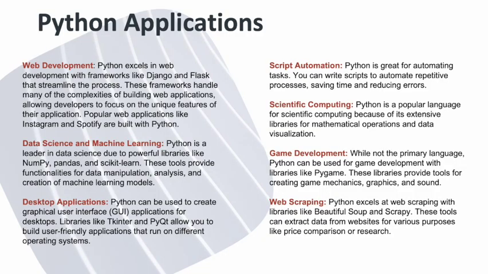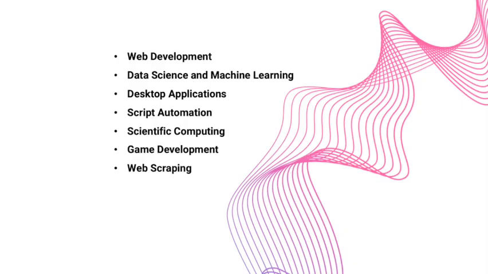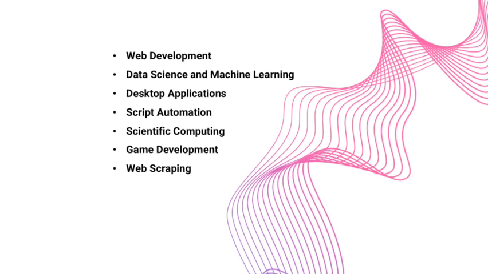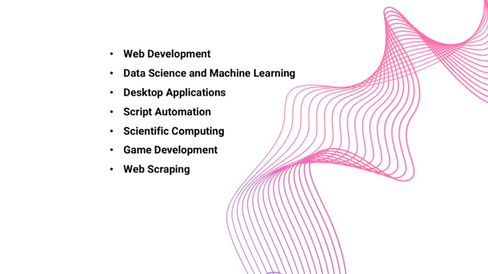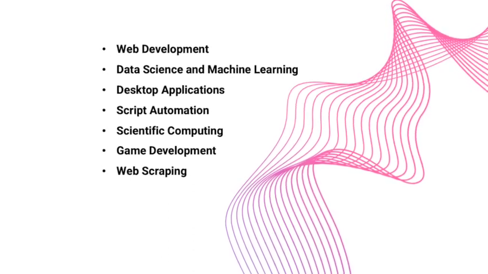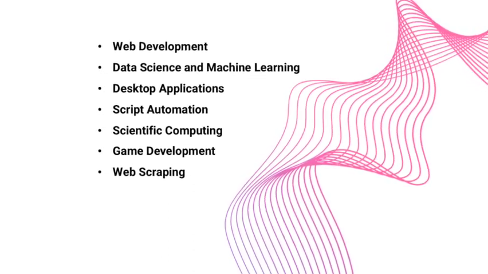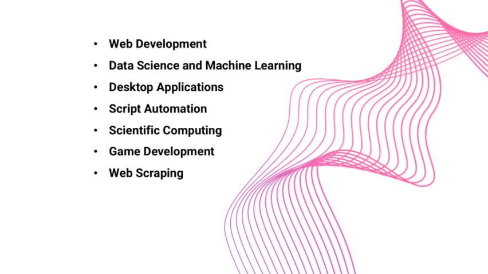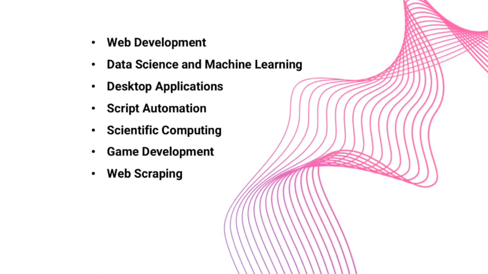When I started initially using Java, I was so surprised with the capabilities of the Java framework. However, Python got more prominence in recent days due to its multiple capabilities. Using Python, we can develop web applications, data science and machine learning algorithms, desktop applications, scripting, automation, scientific computing, game development, and web scraping.